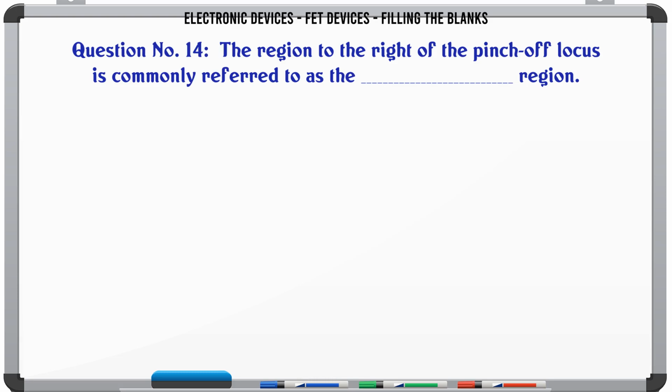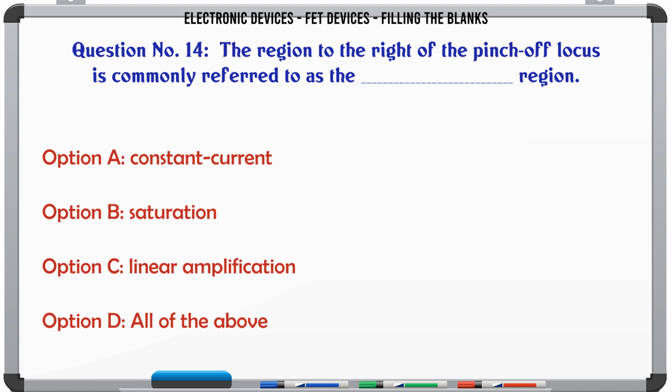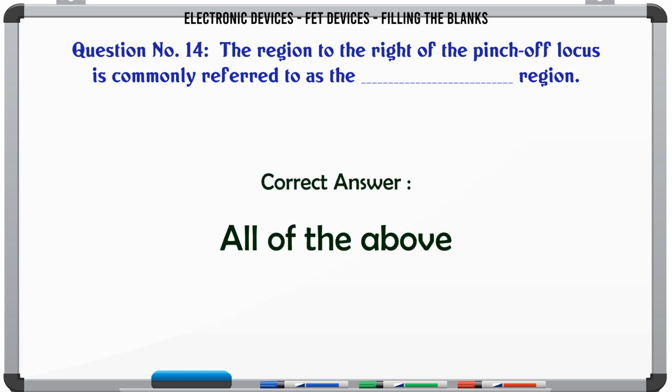The region to the right of the pinch-off locus is commonly referred to as the region A. Constant current. B. Saturation. C. Linear amplification. D. All of the above. The correct answer is all of the above.